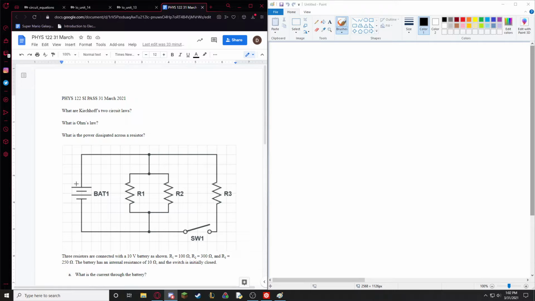What exactly are Kirchhoff's two circuit laws? And how do we use them? So Kirchhoff's circuit laws refer to the amount of current that flows at the node. The amount of current that goes into the node should be the same that goes out, at least for the ideal circuits here, which is everything we'll see.